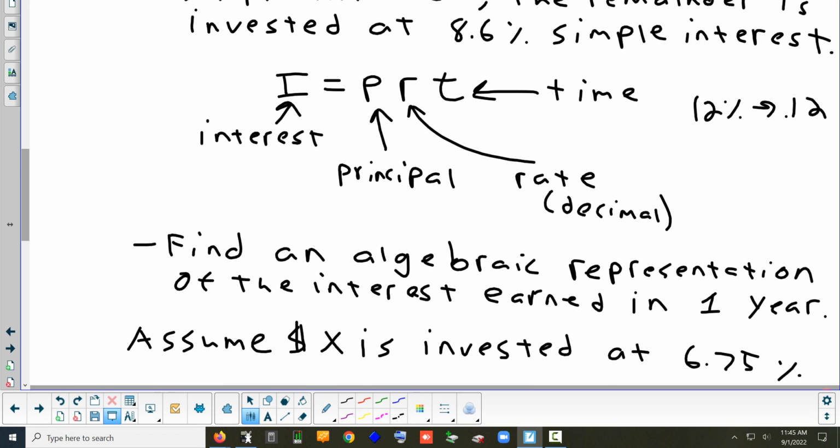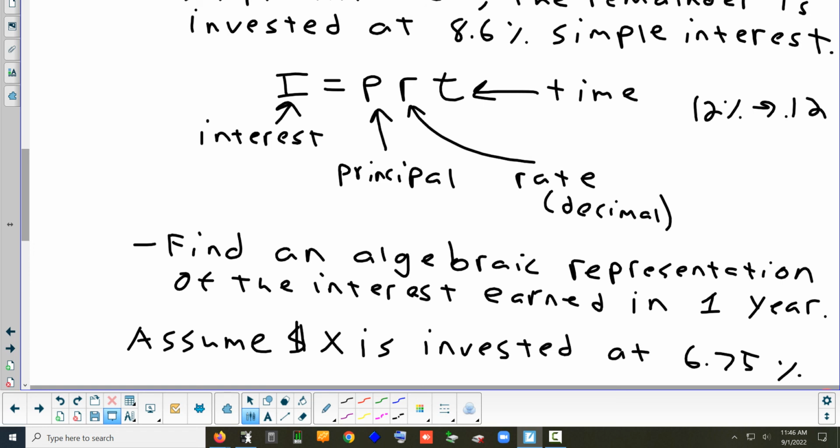So we want to find a formula that represents the amount of interest Bill earns in 1 year. And this is a formula because it's variable. It depends on how much money he puts in, we'll call it investment number one, and how much money he puts in investment number two. That's going to change the amount of interest. But we want a formula where we just fill in a number, hit enter, and we get the answer.